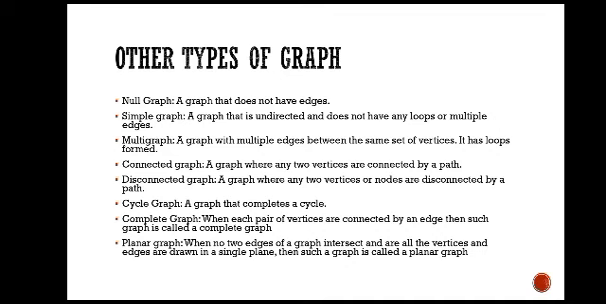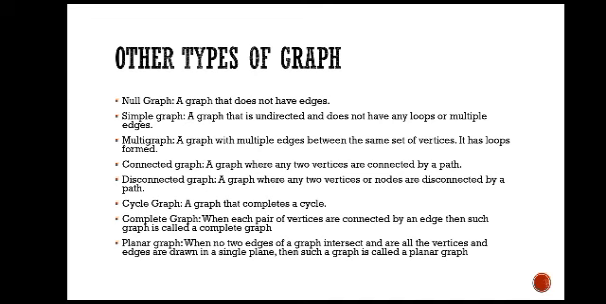Next is cycle graph, a graph that completes a cycle. Then complete graph, when each pair of vertices is connected by an edge, then such a graph is called a complete graph. Planar graph, when no two edges of a graph intersect and all the vertices and edges are drawn in a single plane, then such a graph is called a planar graph.